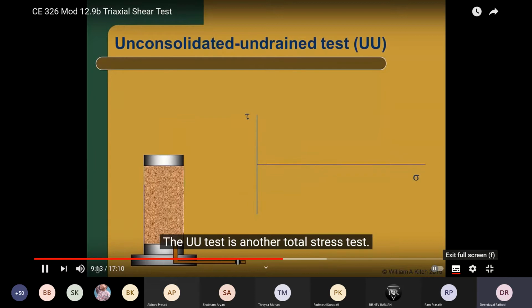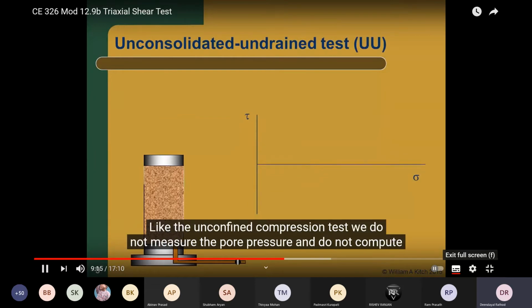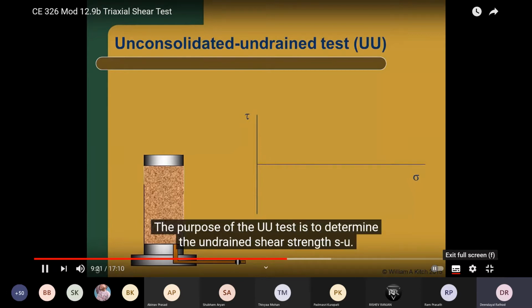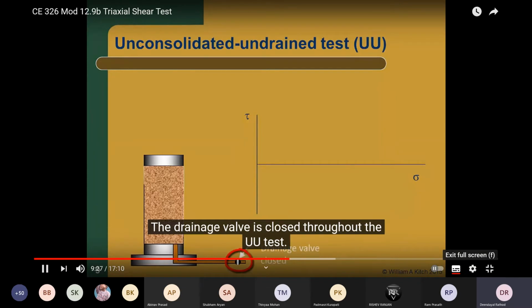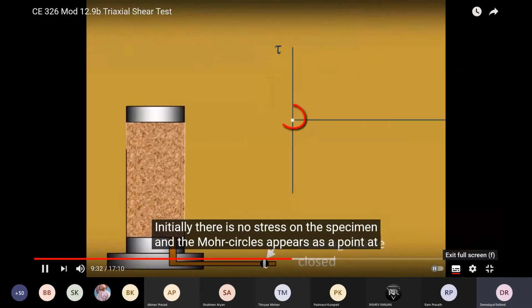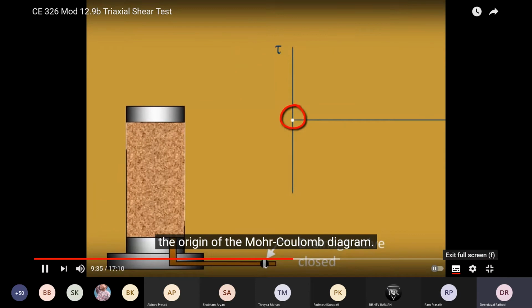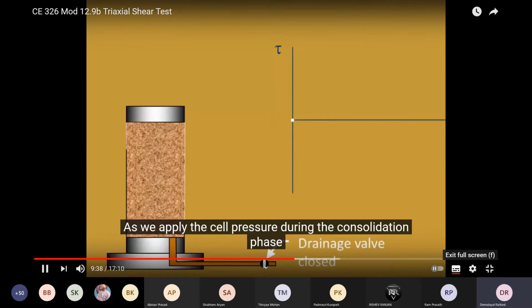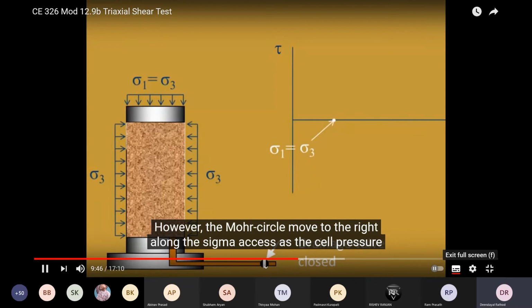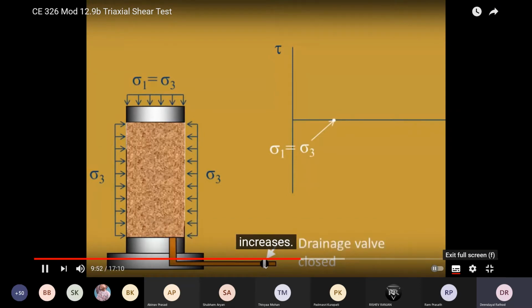The UU test is another total stress test. Like the unconfined compression test, we do not measure pore pressures and do not compute effective stresses. The purpose of the UU test is to determine the undrained shear strength, SU. The drainage valve is closed throughout the UU test. Initially, there is no stress on the specimen, and the Mohr circle appears as a point at the origin of the Mohr-Coulomb diagram. As we apply the cell pressure during the consolidation phase, the Mohr circle remains a point because sigma 1 and sigma 3 are both equal to the cell pressure. However, the Mohr circle moves to the right along the sigma axis as the cell pressure increases.